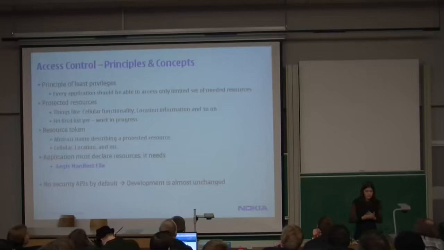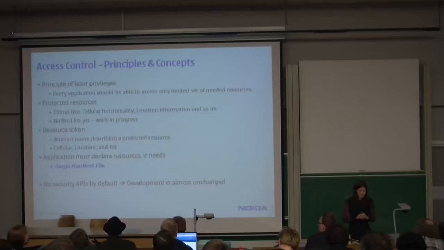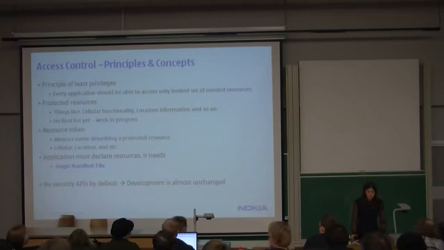So if a process would like to access a protected resource, it needs a corresponding resource token in its credentials. And then our application also, from now, has to declare the resources it needs. For this we will have this Aegis manifest file, and I'm going to introduce it in more detail in the next slide. Another important thing about our security framework is that there are no security APIs by default, so you don't have to change your application in order to use some special security APIs. You can just use the standard ones and benefit from the security framework, which is underneath.